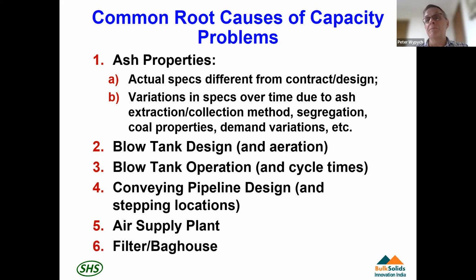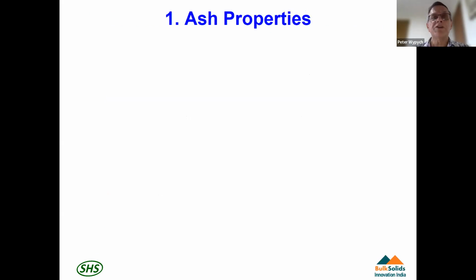And finally, your filter and bag house could have an impact on ash capacity if it hasn't been sized properly. And particularly if your ash properties change, your filtration efficiencies may change, and suddenly you're overpressurizing, you get dust emissions, and then people have to start cutting back. I've seen that happen in some places. Anyway, I only have time to talk briefly about ash properties and then blow tank design and operation.